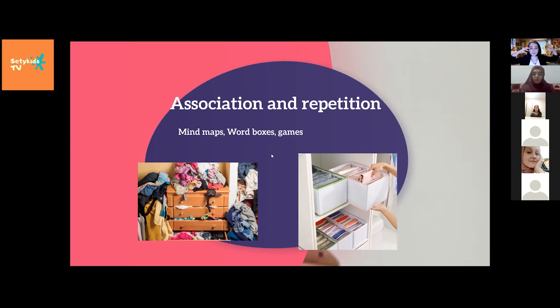There are drawers. The neurons are always connected with each other. The more they connect, the better it is for us to remember the information. So we need to put the vocabulary with the other associated vocabulary items, like categorizing them or putting them together. But this categorization is unique. It changes from one student to another.